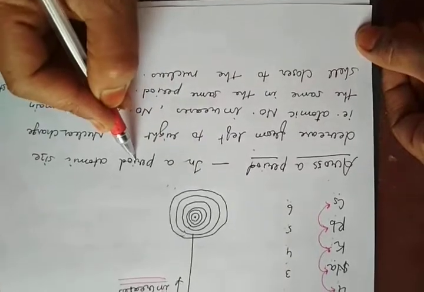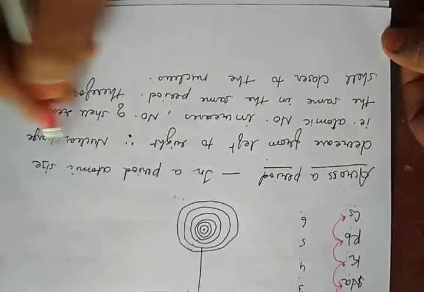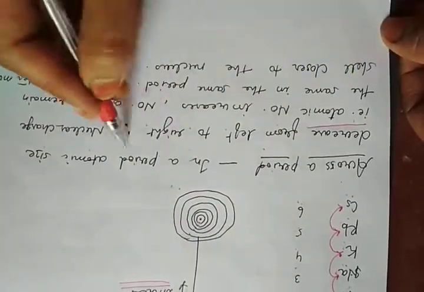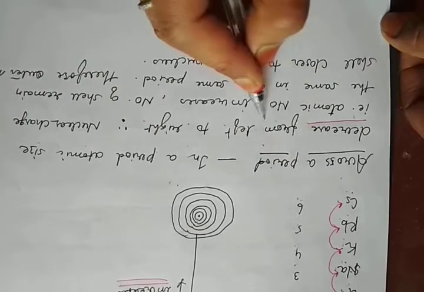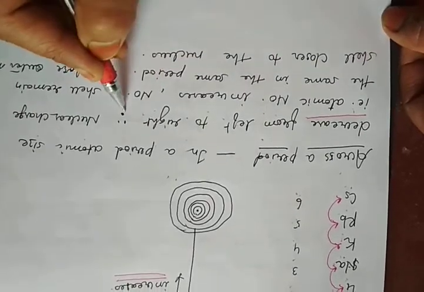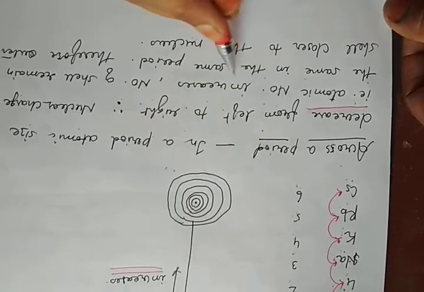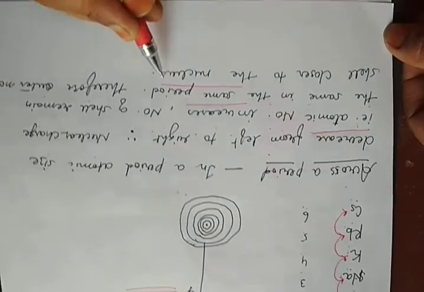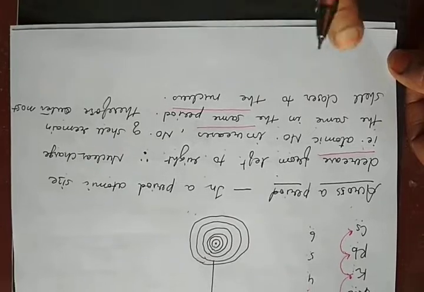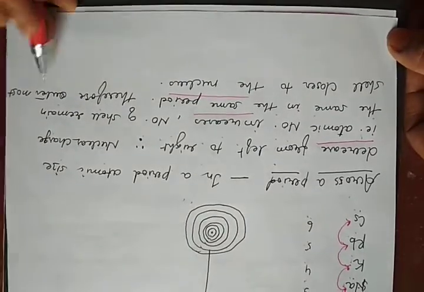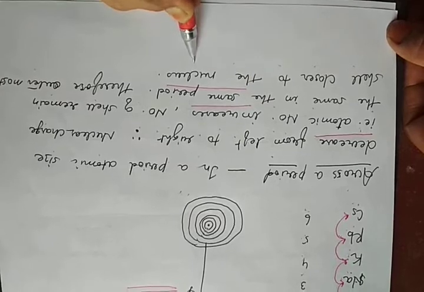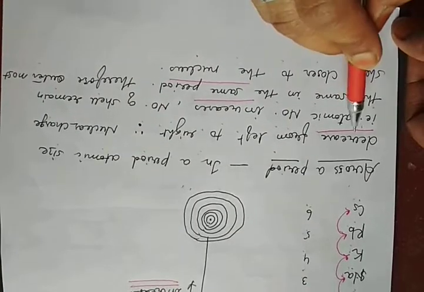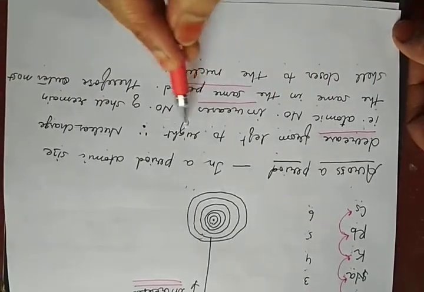In a period, atomic size decreases from left to right. Remember it: in a period, atomic size decreases from left to right because nuclear charge, that is the atomic number, increases. Number of shells remains the same because of the same period. Therefore, effective nuclear charge goes on increasing from left to right, and thus the outermost shell becomes closer to the nucleus. Thus, we can say that in a period, atomic size decreases when one moves from left to right.